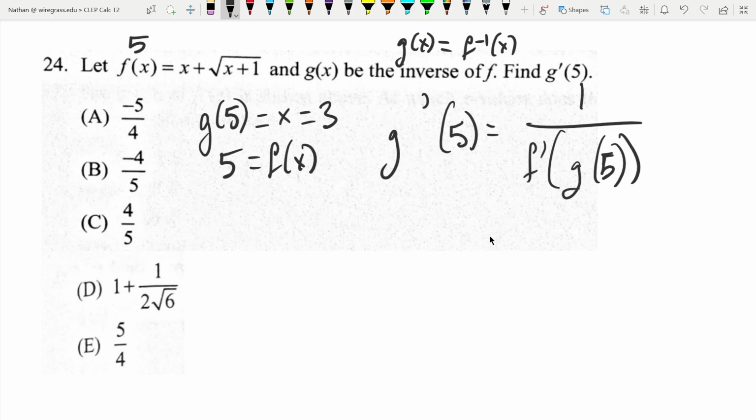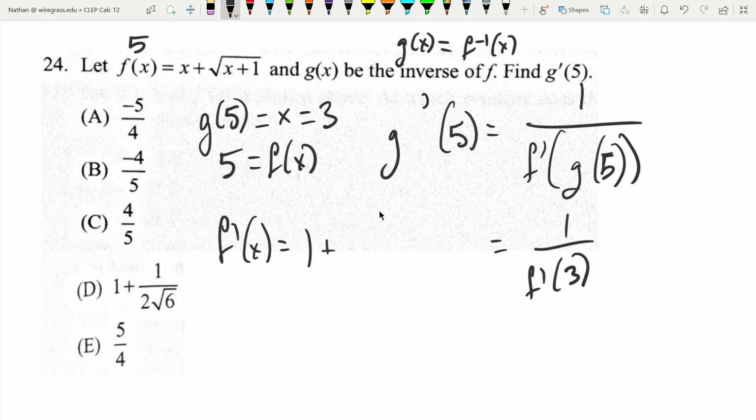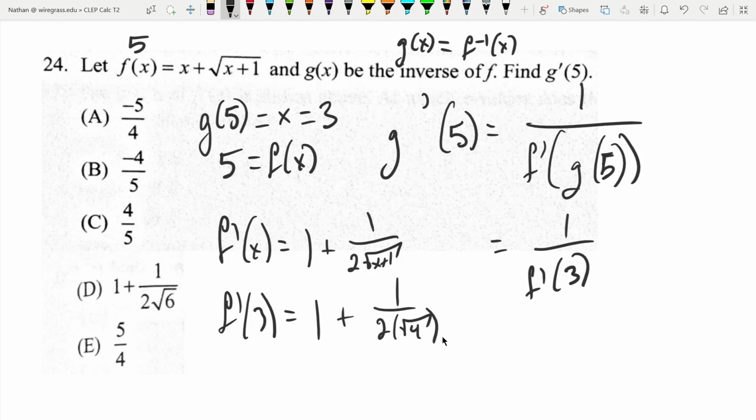That means all we have to do here is figure out what is f prime of 3. The derivative f prime is going to be 1 plus, we bring down the 1/2 power, and then it's minus 1/2 for the exponent. So that goes in the denominator and gives me the square root of x plus 1. So f prime of 3 is 1 plus 1 over 2 square root of 4. The square root of 4 is 2, 2 times 2 is 4, 1 over 4 plus 1 is 5 over 4.